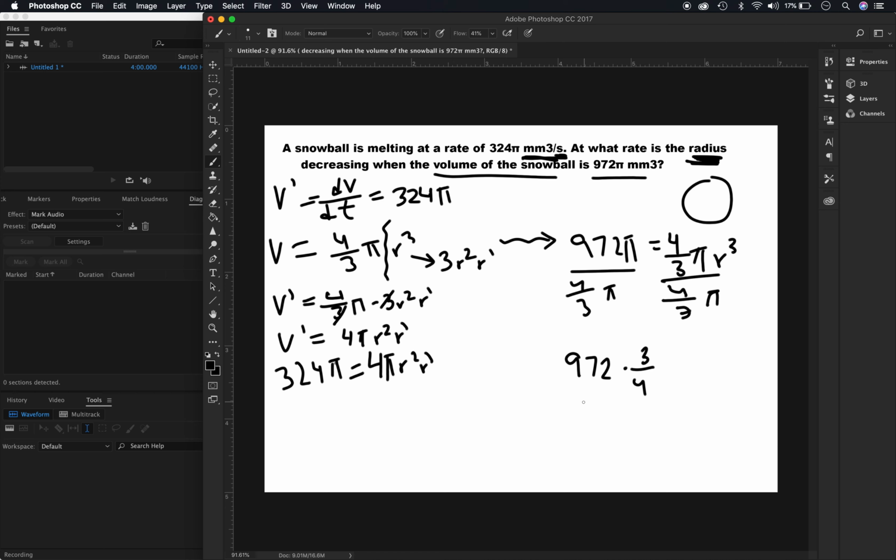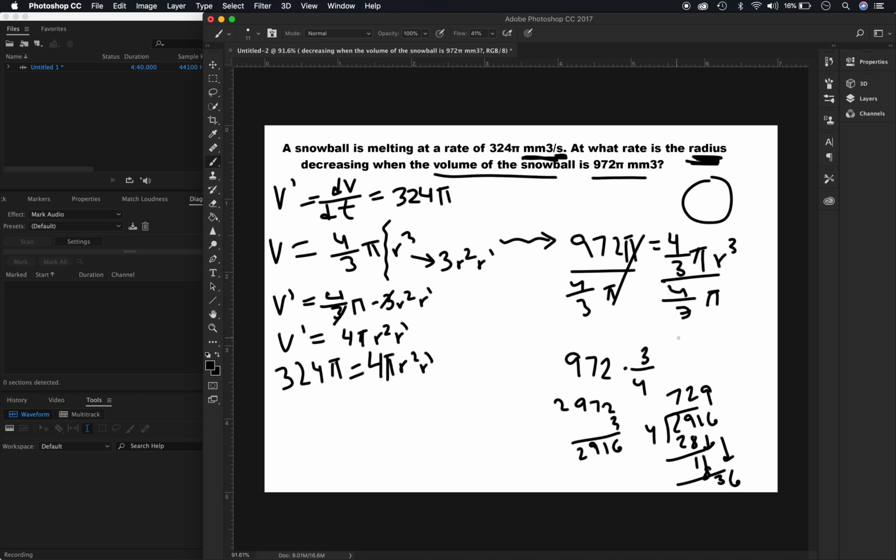Oh my God, that's a lot of work. 972 times 3, you could skip through this part. 2916. 2916 divided by 4. 4 times 5 is 20. 4 times 6 is 24. 4 times 7 is 28. Look at that. 4 times 2 is 8. Oh, whoopsies. 4 times 2 is 8. 36, that's 9. So we're left with 729, because the pi's cancel, right?